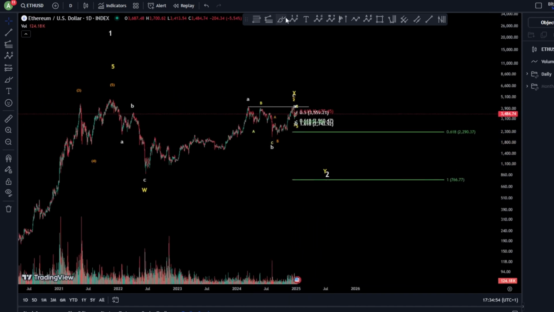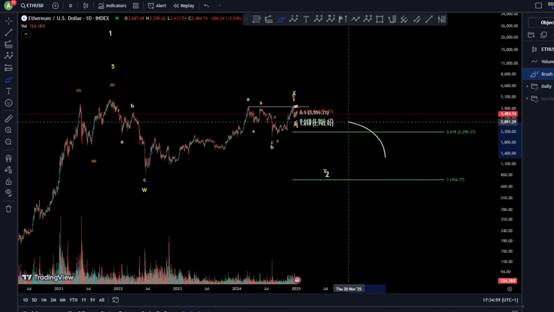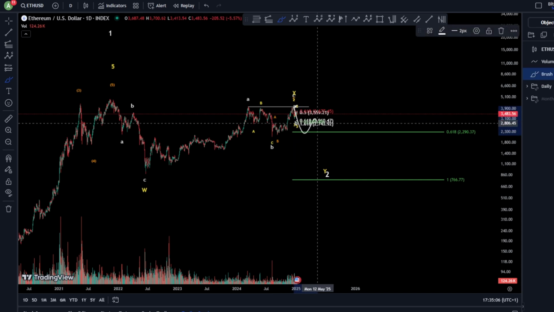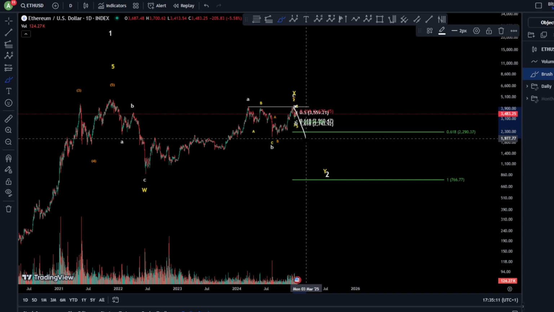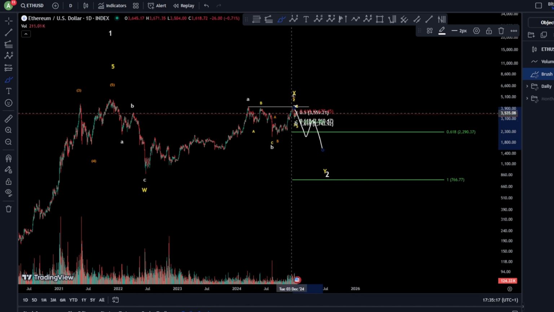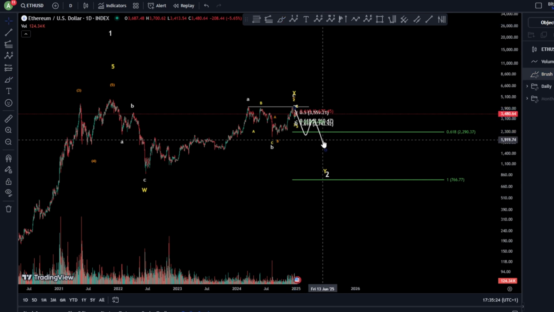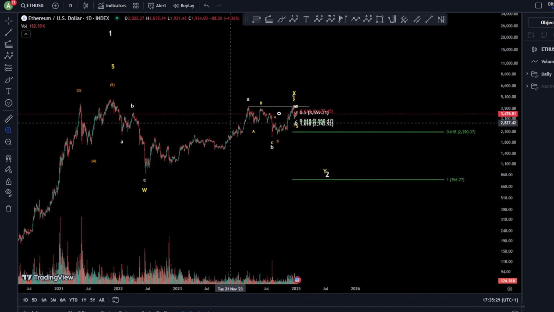That's why when we have a complex structure like this W, X, and Y, it is not really easy to get a very clear target for wave Y, unless we start to figure out what is the pattern that is unfolding. If we are getting a zigzag, a wave A here, then we can consider the wave C is going to be equal to the wave A after a correction, and then we can figure out exactly which target is going to be achieved.